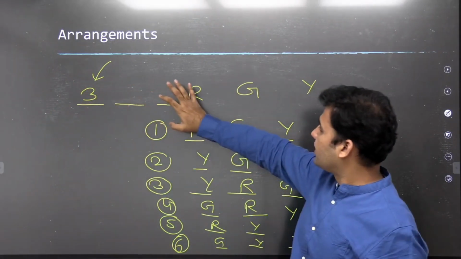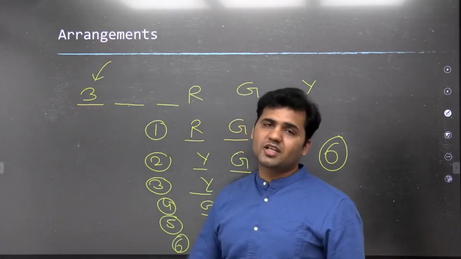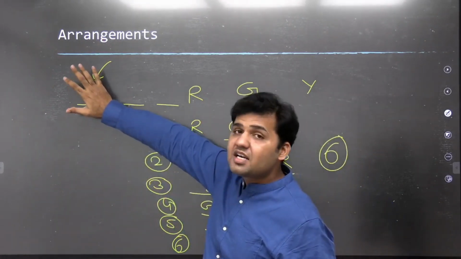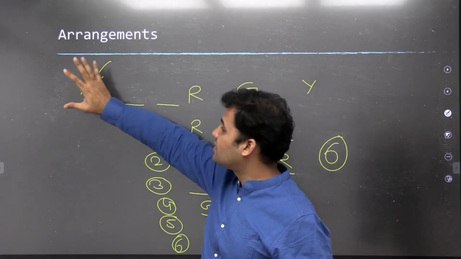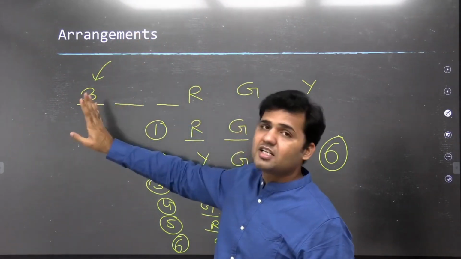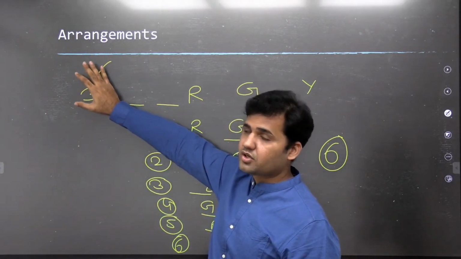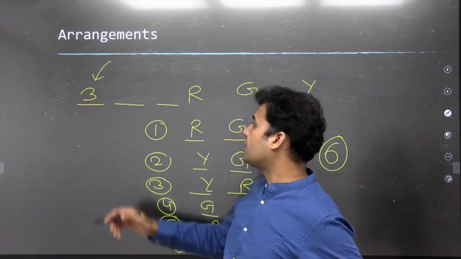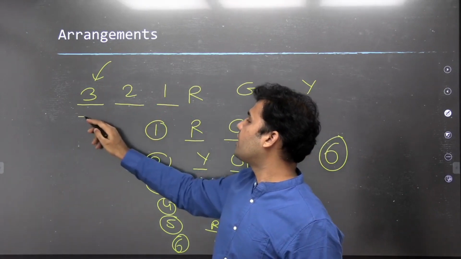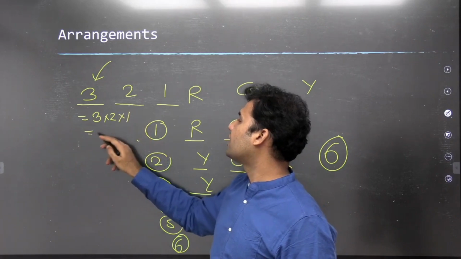Now, can I place a red shirt on the second place if a red shirt is already placed on the first place? No, because I have only one red shirt. Once a shirt is placed on the first position, the same shirt cannot be placed over here. So out of 3, if one shirt is placed, I can fill the second place in 2 ways and the third place in 1 way. So the total number of ways will be 3 into 2 into 1, that means 6.